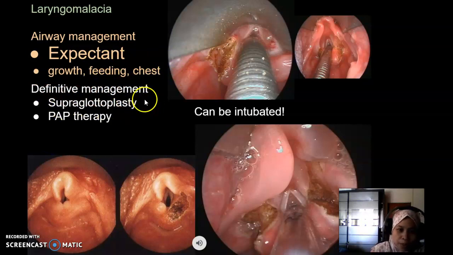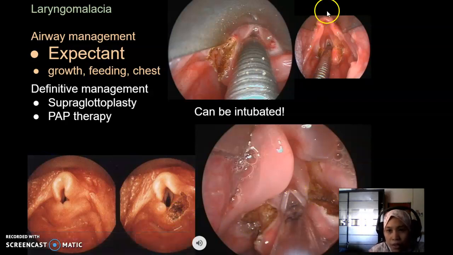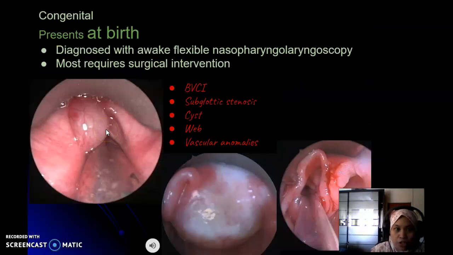We perform supraglottoplasty by addressing the obstruction. If there is redundant mucosa of the arytenoid, we remove the redundant mucosa. For a short aryepiglottic fold, we laser the aryepiglottic fold. We can also make the epiglottis stick to the tongue base by performing epiglottopexy. In syndromic babies, CPAP therapy, or continuous positive airway pressure therapy, can be a treatment option.